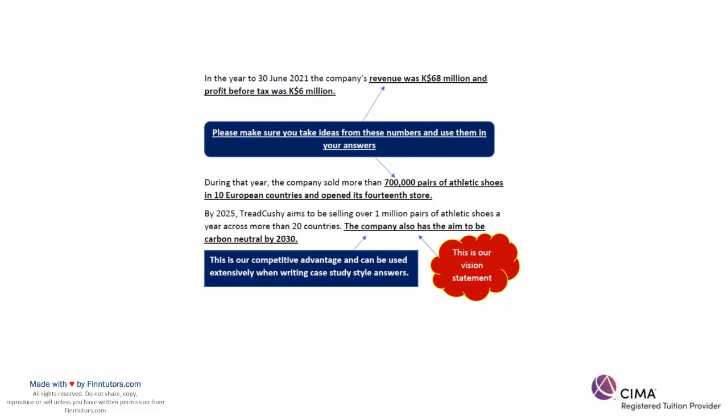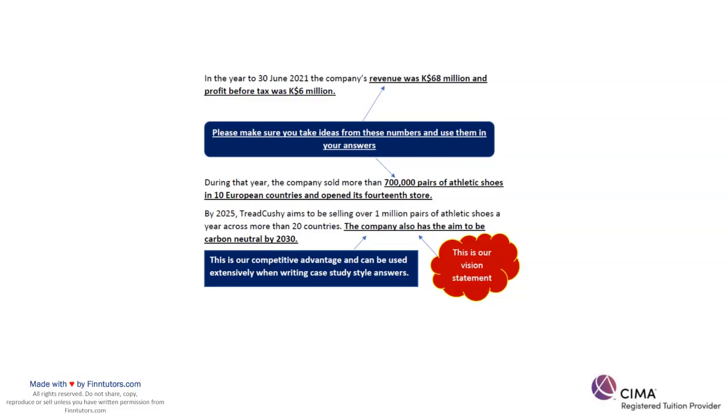Now, you might be thinking, why am I telling you all about this comparative advantage nature, these core principles, these numbers? Because they are useful when you are writing mock answers. How? Let's say you're writing about growth, about costs, about any topic at all. You can just start your answer by saying, as TreadCushy, we must be true to our sustainability credentials, and then continue your answer.